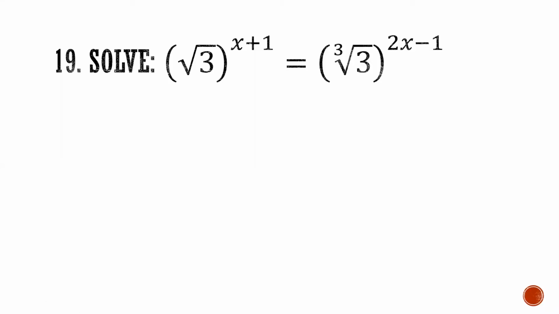Now our problem is number 19. We have to solve root over 3 to the power x plus 1 is equal to cubic root of 3 to the power 2x minus 1. So to solve this, we have to write the given line first.